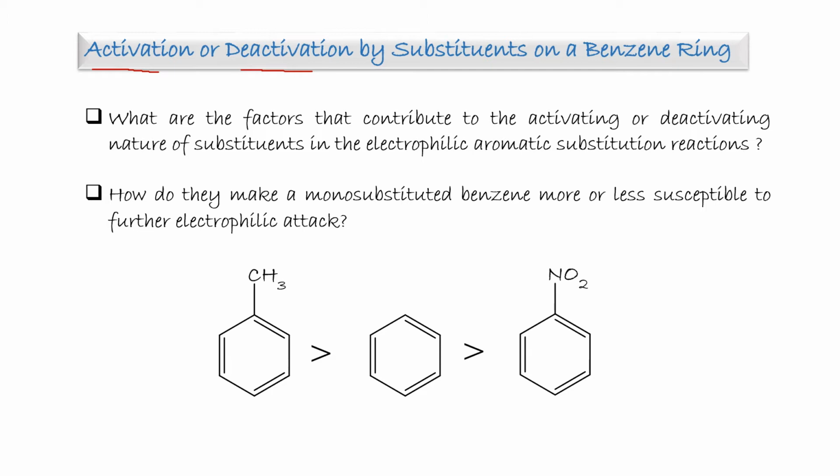We'll ask ourselves, what are the factors that contribute to the activating or deactivating nature of a substituent in the electrophilic aromatic substitution reaction? How do they make monosubstituted benzene more or less susceptible to further electrophilic attack? When we know that toluene reacts faster than benzene, and faster than nitrobenzene, in electrophilic aromatic substitution, what are the factors that contribute to that?